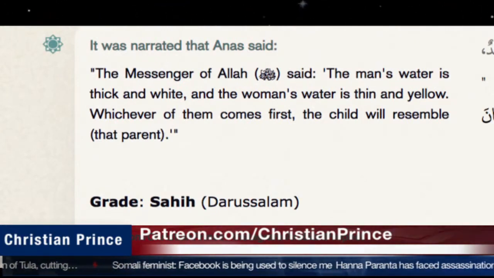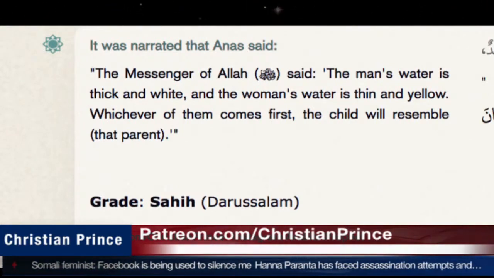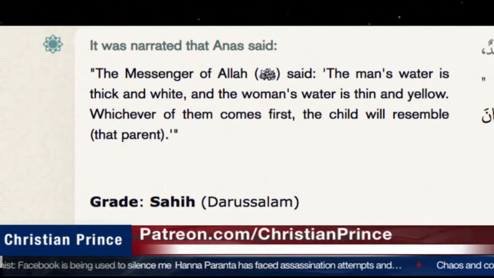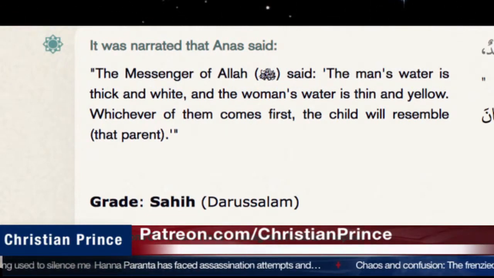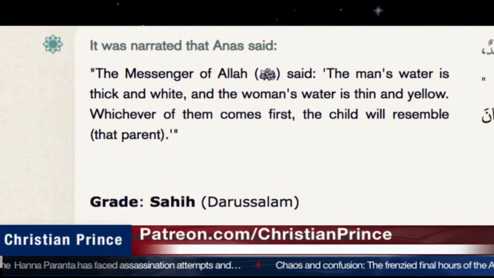Well, according to your prophet, if Zakir Naik is having sex with his wife, his child will look like Zakir Naik, not like the wife. If the wife came first, the child will look like the wife, which means female. According to which madness is that true? I mean, who cares who comes first?